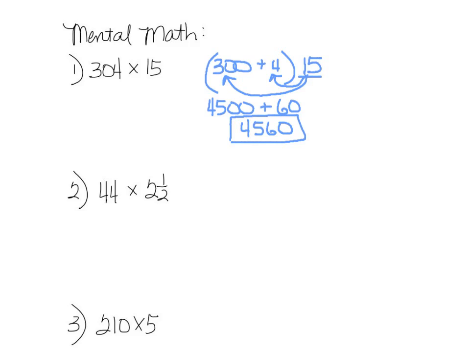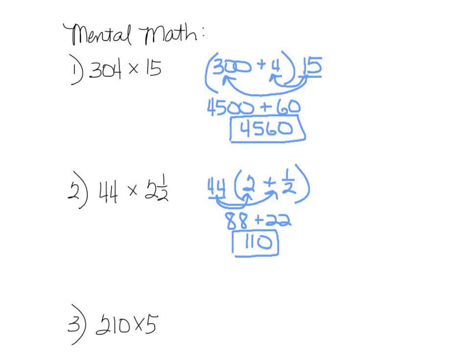44 times 2.5. Well, what I would do here is I would say, well, 44 times 2 plus a half. I don't know my 2.5 times tables, but I know that I can multiply these numbers pretty easily. So let's distribute. 44 times 2 is 88. That's easy. And half of 44 is 22. Well, that's easy too. And 88 plus 22 is 110. Again, that's using the distributive property to facilitate mental math.